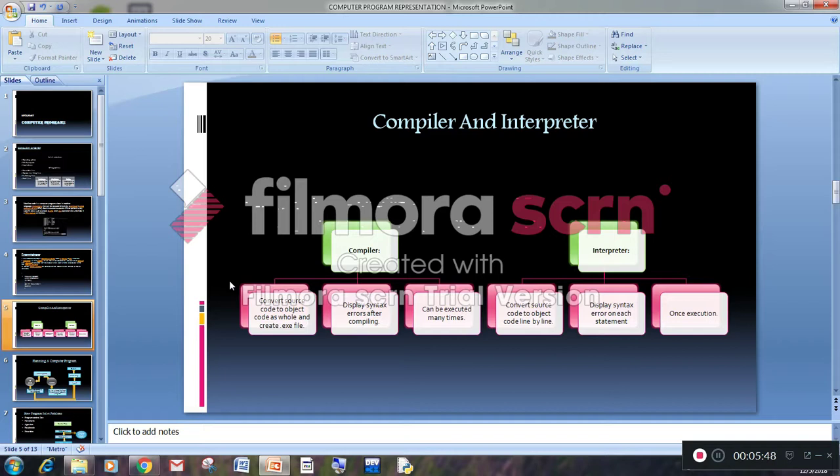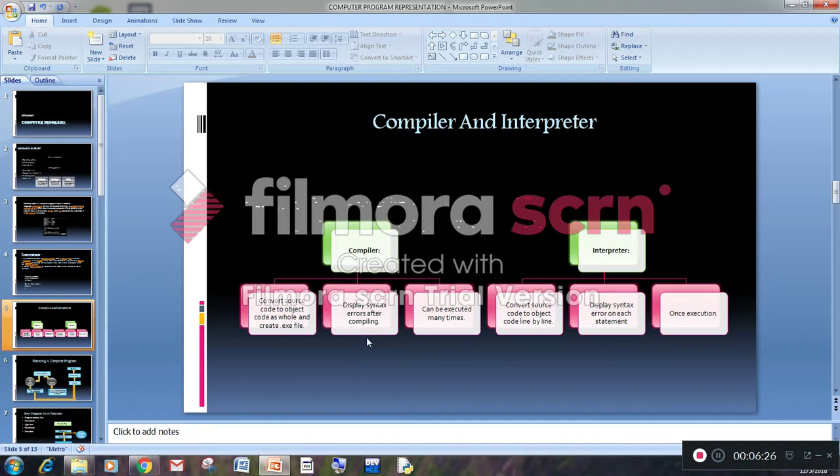So what's the compiler? In simple words, the compiler converts the high level language into object code and then executes it. The program that is written in high level language is also called source code. Then it converts the source code to object code as a whole and creates a .exe file. The compiler converts the whole program, not line by line. After compiling the whole program, it displays syntax errors, and it can be executed many times.